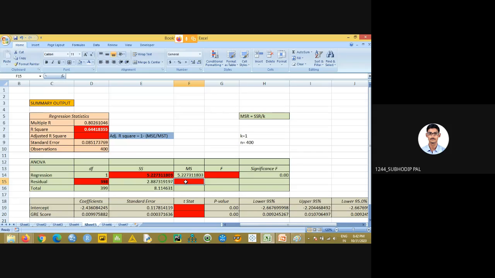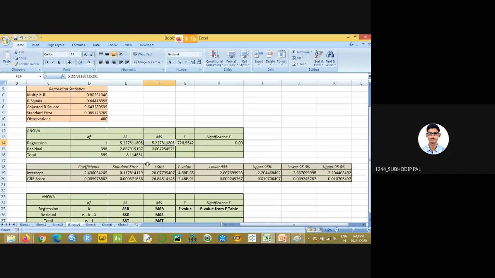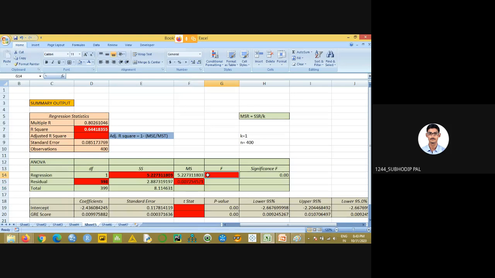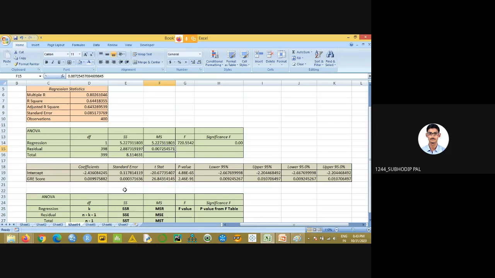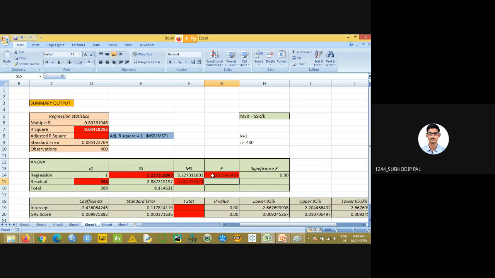MSE. So the MSE value can be calculated as SSE divided by this degree of freedom, 0.00725. Let me check that. 0.00725, it's matching. Now I have to calculate the F value. F value means MSR divided by MSE, 720.55. Let me check. 720.55, yes, it's correct, right?